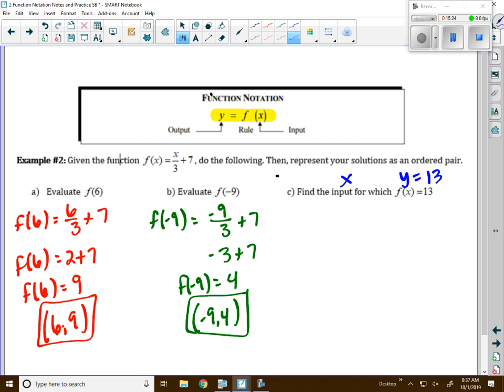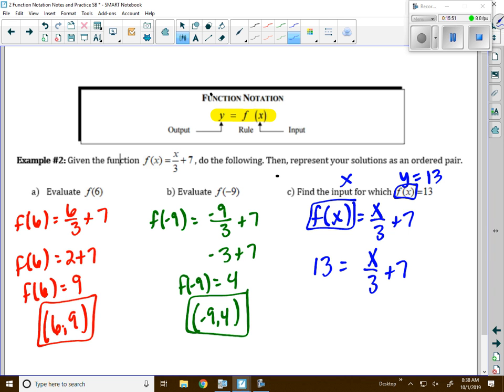Okay, so let's go ahead and write down our function. I think this is going to make life a lot easier. Okay, so we're going to write down our function. What am I going to replace for 13? F of x, the whole thing. Okay, so f of x, right here, I'm going to put in 13.